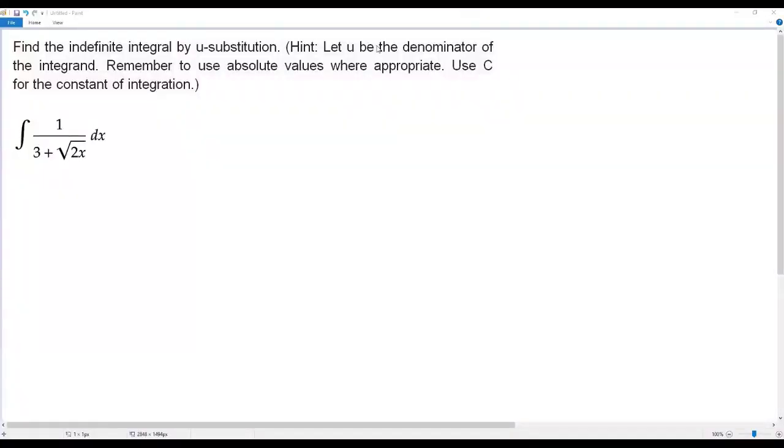Here we have an AP Calculus AB problem. Okay, let's go with the information. Find the indefinite integral by u substitution. Hint: let u be the denominator of the integrand. Remember to use absolute values where appropriate. Use C for the constant of integration.